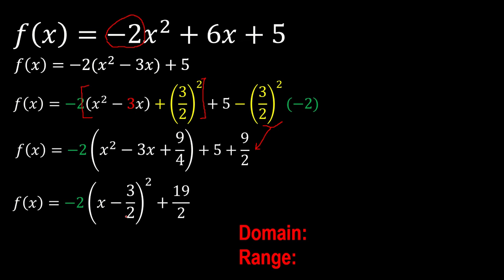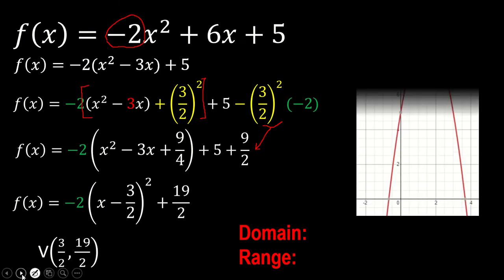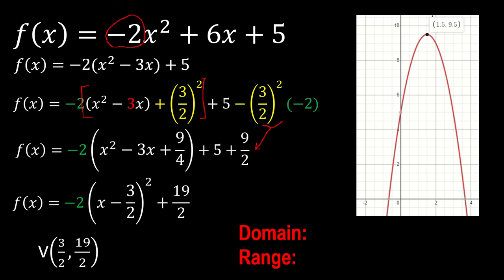As you notice, we now have the vertex, which is negative 3 halves, 19 over 2. Correction, it should be 3 halves rather, because we need to equate it to 0. So we have 3 halves, comma, 19 over 2. If we're going to graph this, remember again, we have a negative a, therefore it opens downward. And we have this graph, with the vertex 3 over 2, comma, 19 over 2.